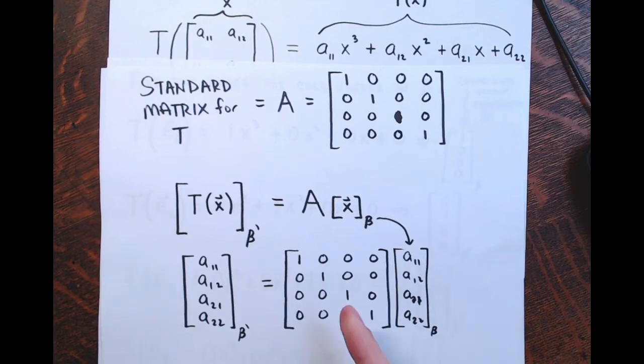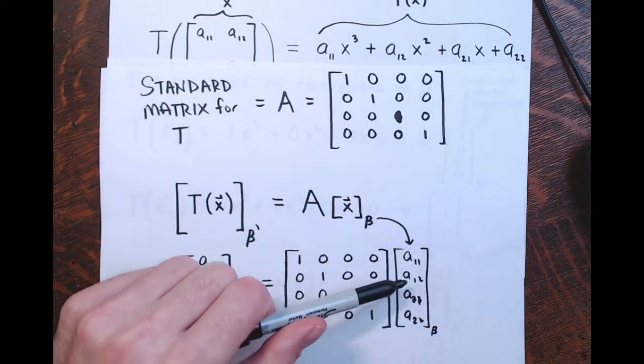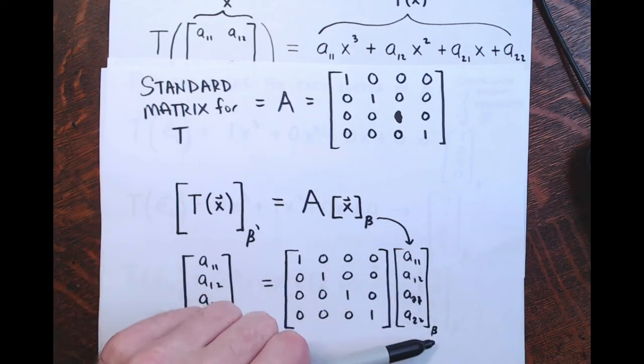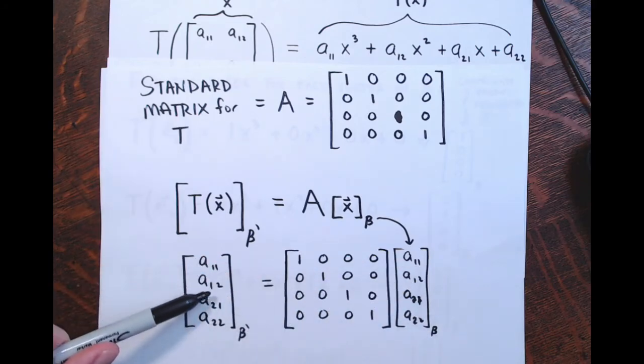So this should be pretty obvious, because what is this matrix here? This is the identity matrix. So they're saying the coordinates of the input vector relative to B are the same as the coordinates of the output polynomial relative to b prime. Which is pretty obvious here, and should make sense. Let's try this out with some actual values.